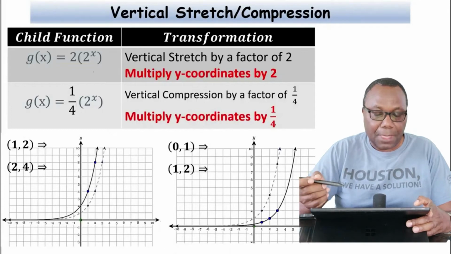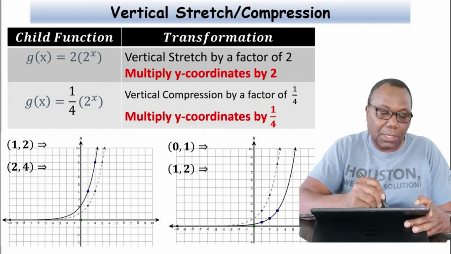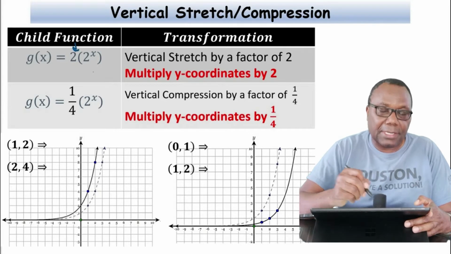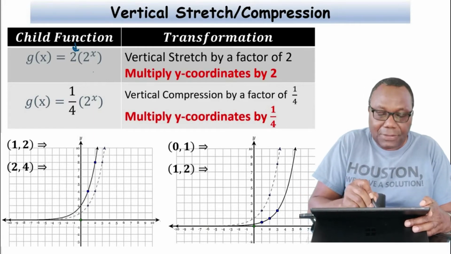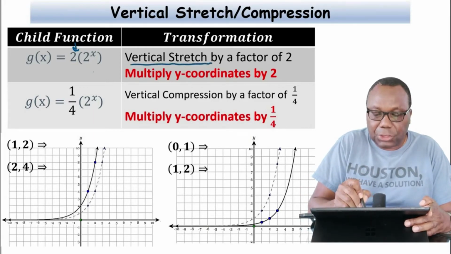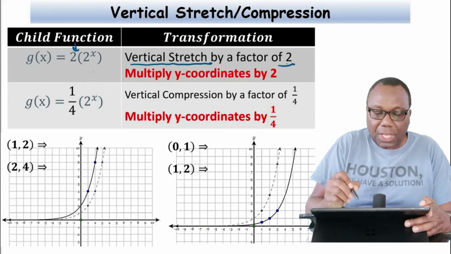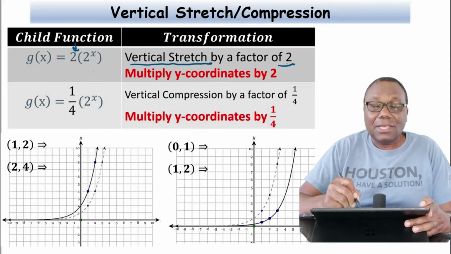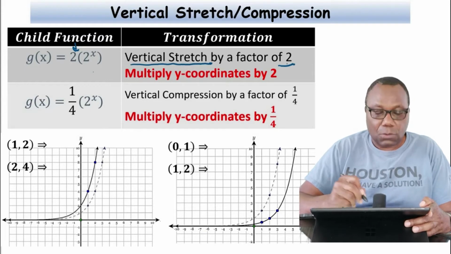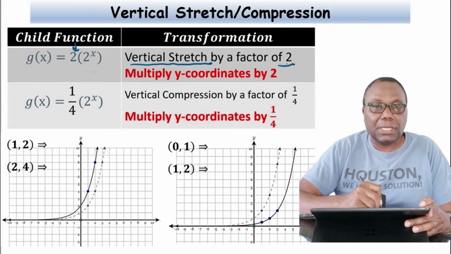The first example. Whenever you have a number multiplying the function, affecting the output, and it's a number greater than 1, what we have is a vertical stretch of that function by that factor that you are using to multiply. Okay, so what I want you to pay attention to in this video is what happens to the coordinates of the points on the parent function. What happened to the coordinates?